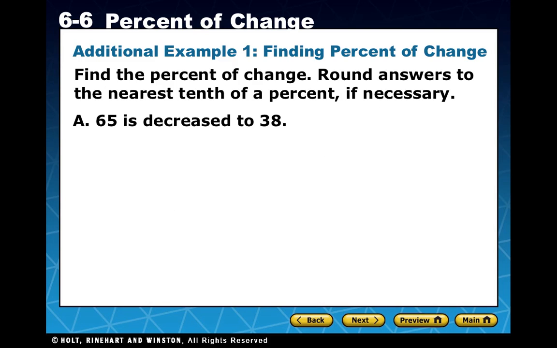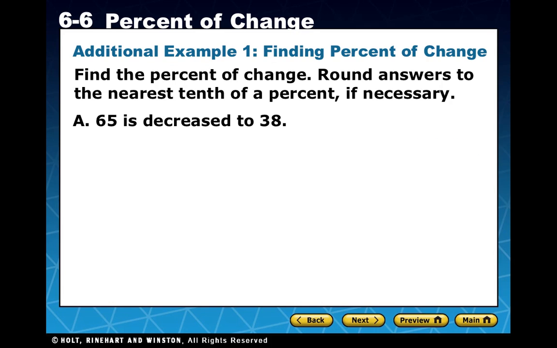Alright, in the example section of your notes, this will be example 1. We're going to find the percent of change and round our answers to the nearest tenth of a percent if necessary. So 65 is decreased to 38. Please write down that example. And first thing we're going to do is write the formula.